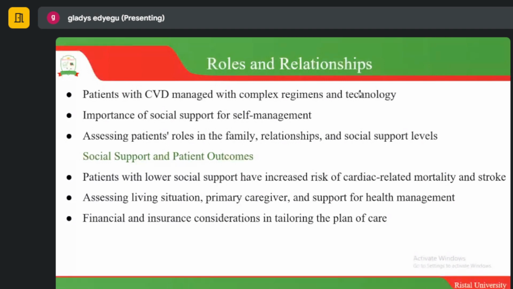How are they relating? Is the husband quarreling every time, or the woman quarreling every time? This can affect them the more. And if the man has a lot of responsibility in the family, this can also affect him the more and worsen his condition, and so forth. So we need to get to know all this so that we can provide the social support.